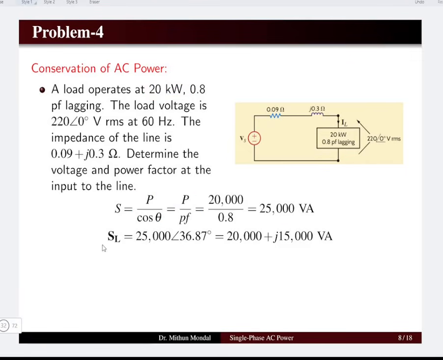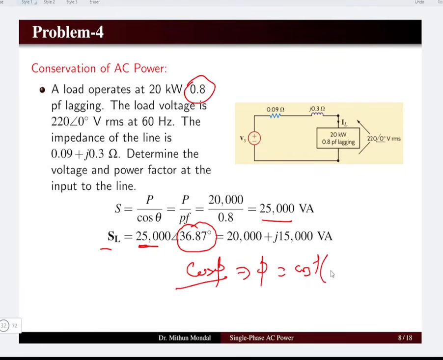So the load kVA rating will be equal to 25 kVA in magnitude, and the angle will be 36.87, which is nothing but the power factor angle, cos phi. Here the cos phi value is 0.8, so I can determine that phi is cos inverse of 0.8, which is 36.87.